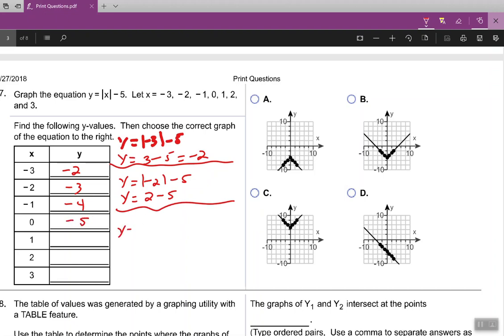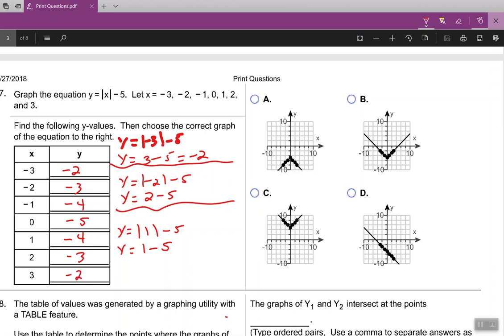Well, what about the absolute value of 1? Well, same thing. It's always going to come out positive, so the absolute value of 1 is 1, and 1 minus 5 is -4. And again, with this type of problem, you will also see some symmetry around the vertex. So the absolute value of 2 is 2, 2 minus 5 is -3. The absolute value of 3 is 3, and 3 minus 5 is -2.